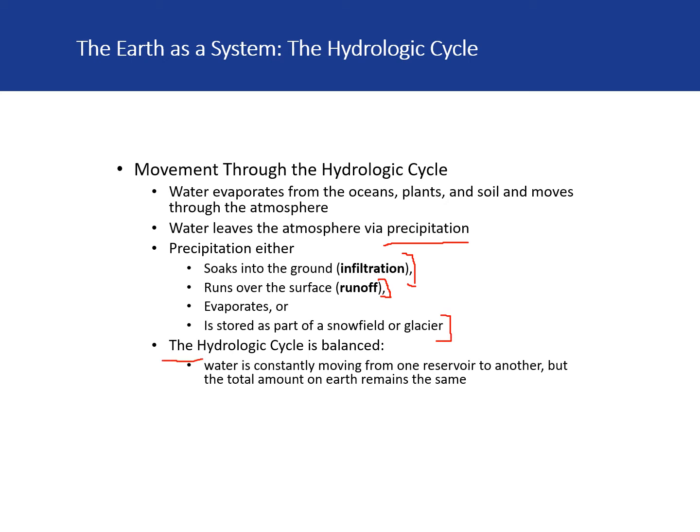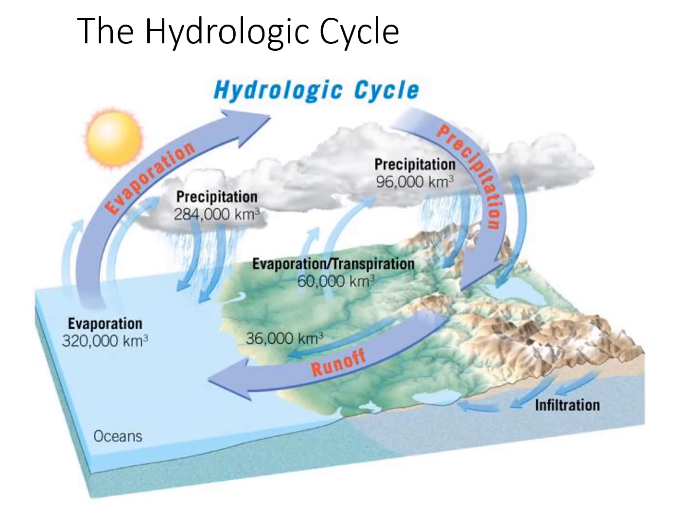So this cycle is balanced. We're not losing any water anywhere. They're just moving from one reservoir to another. Right? The only addition, so to speak, would be outgassing from volcanoes. So essentially, here's the cycle. 320,000 cubic kilometers of ocean water is evaporated into the atmosphere. About 70% of that just rains back down onto the ocean. All right, these are cubic kilometers, so kilometer by kilometer by kilometer.